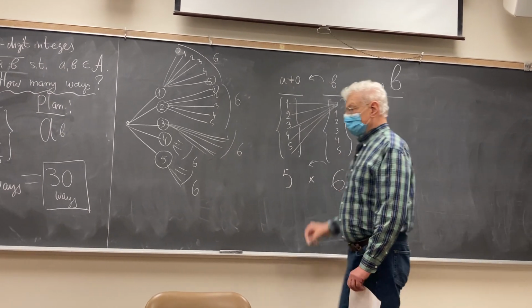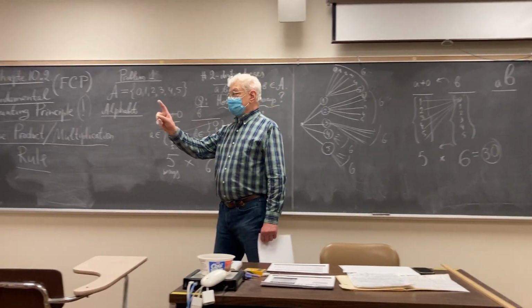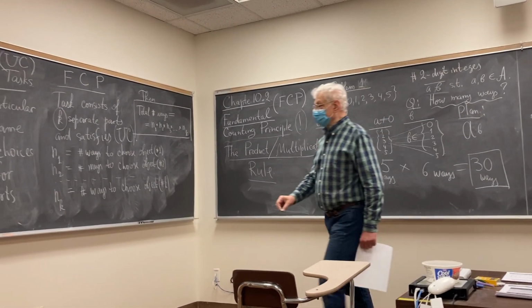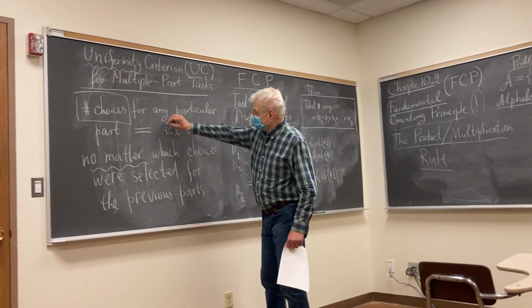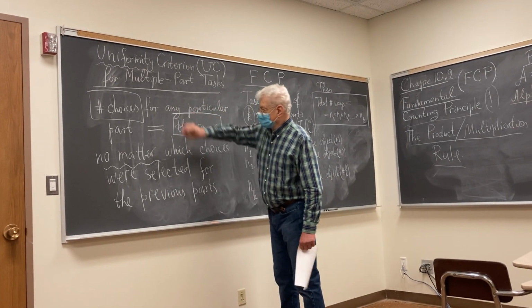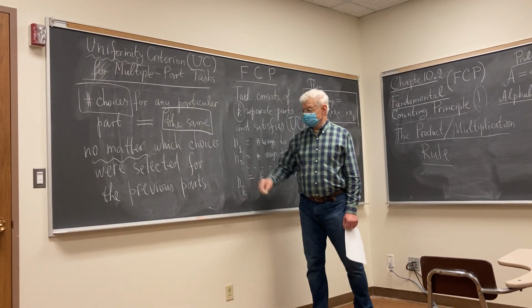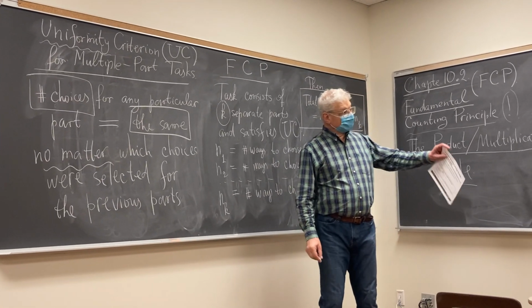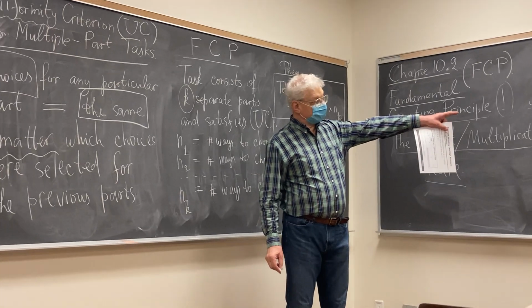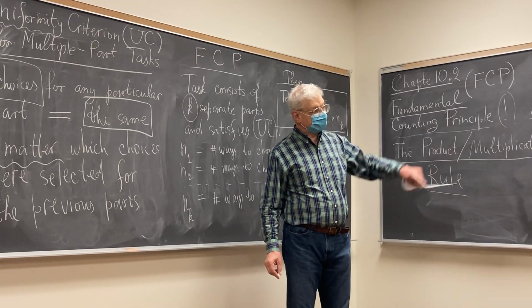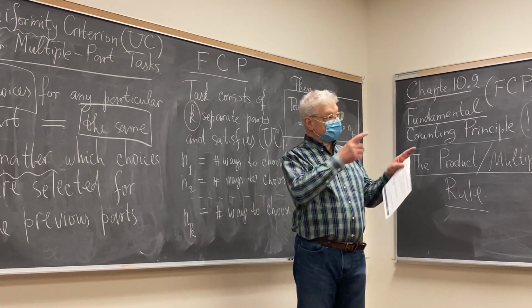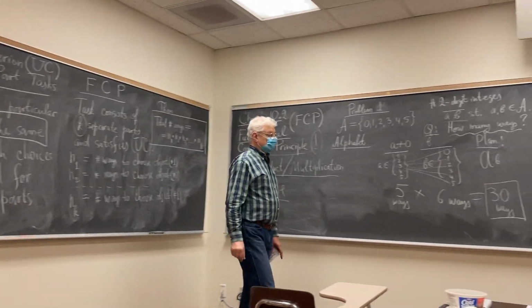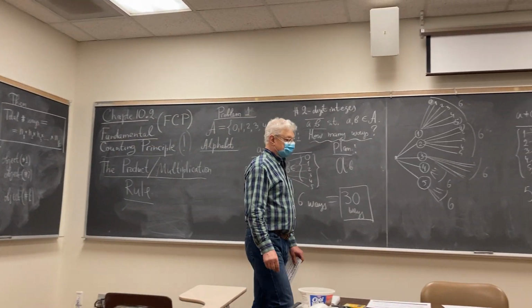Okay, this is the uniformity principle, that the number of choices is the same no matter which choice was selected for the previous parts. First we choose the first digit and then the second. Or we can choose the second digit and then the first. And we got the same answer.